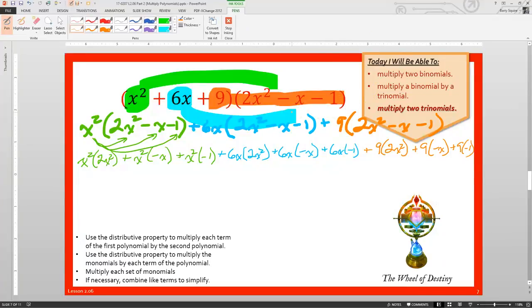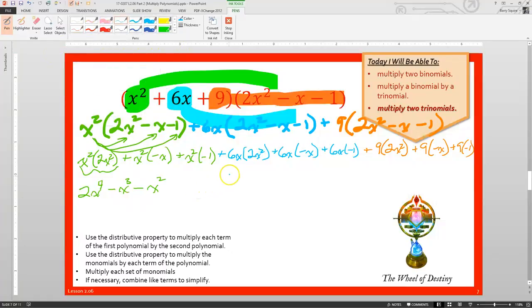Okay, now we just have a whole bunch of monomials times a whole bunch of monomials, which I think we can handle by now. I think I might skip a couple of steps here. I think I might go right to this being 2x to the 4th. And this I'm going to go to a negative x cubed. No coefficients, but we do have that negative x, so I have to change the sign. And then this last one would be a negative x squared. Multiplying by the negative 1 just changes the sign.